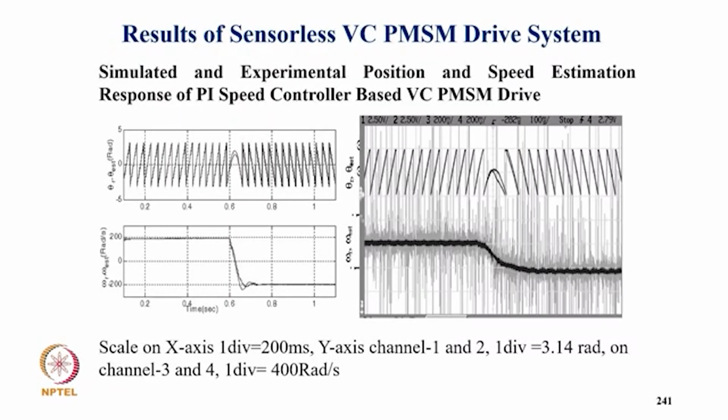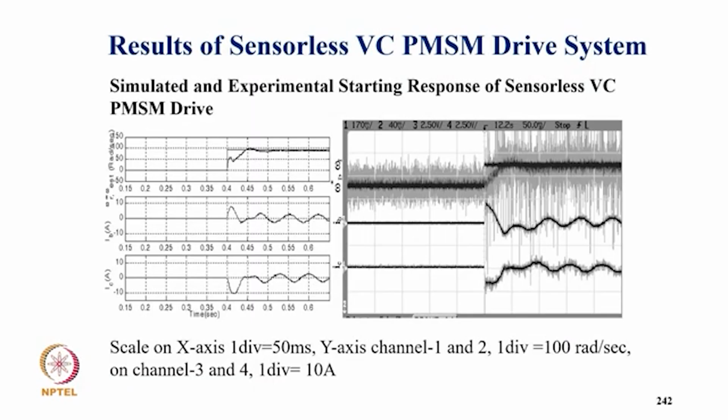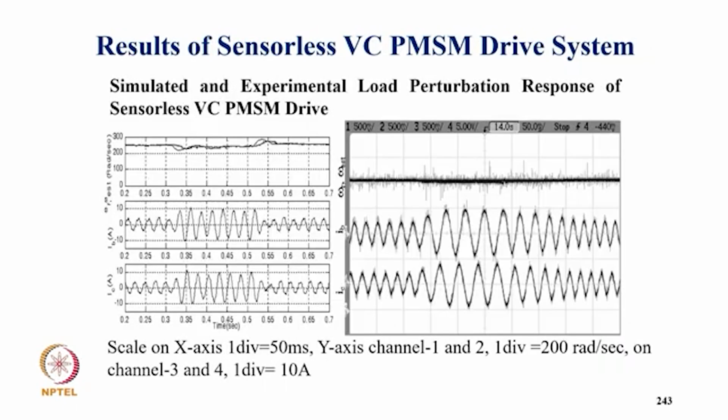And this is typically the result of sensorless vector control of PMSM drive, here experimental and simulated, with the position and speed estimation response of PI control based vector control. So you can see the reversal, how the position signal estimated and actual signal, and how experimentally also it is a similar signal. So this is typically the starting response in sensorless control mode, simulated and experimental result.